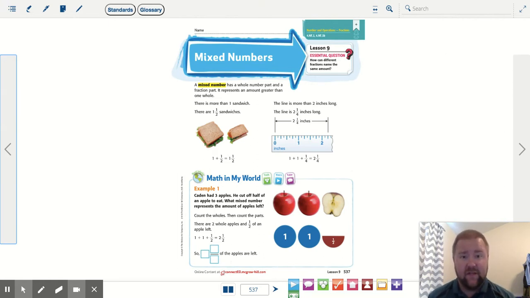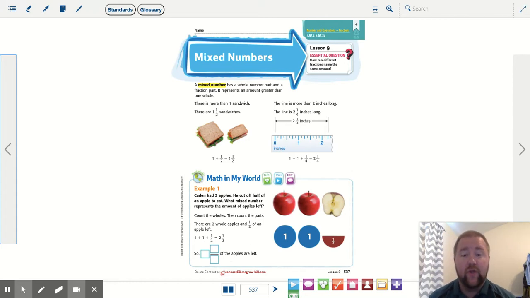Today we're going to be talking about mixed numbers. Sometimes you may have seen these and been a little bit confused or just unsure what it really meant. So I want to make sure to take some time today to go over what a mixed number is. A mixed number has a whole number and a fraction.